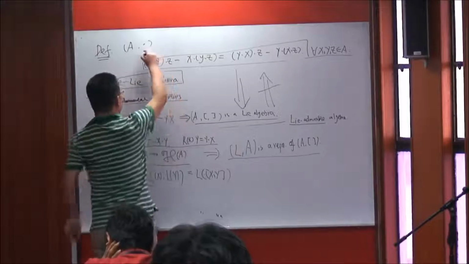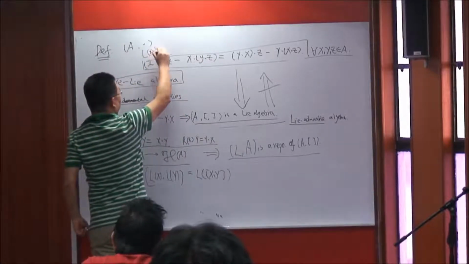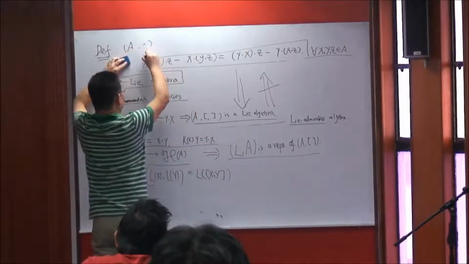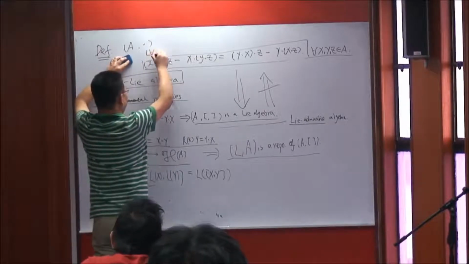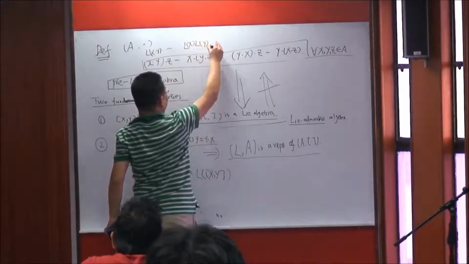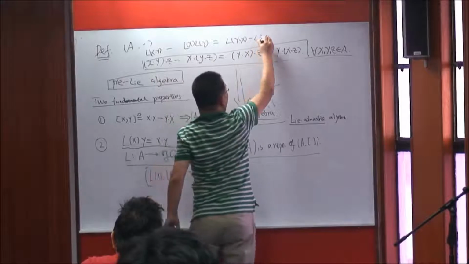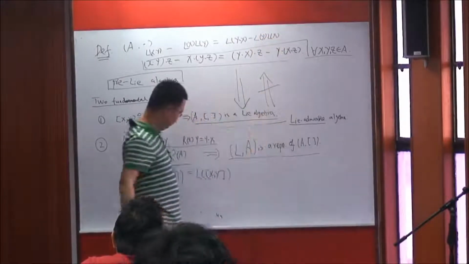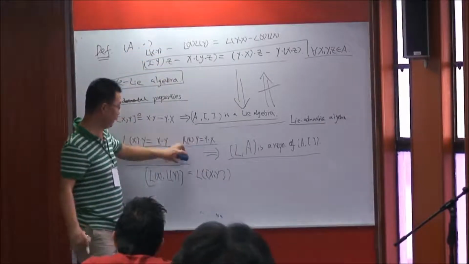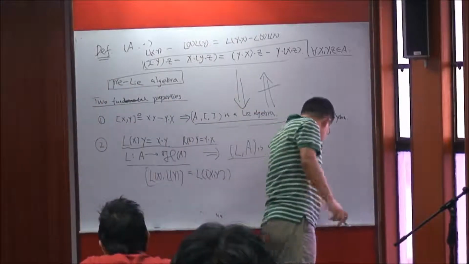So this is L_x L_y minus L_y L_x equals L_{xy} minus L_{yx}. Okay? Because xy minus yx is the bracket, so we can solve this one. This property is very, very important.